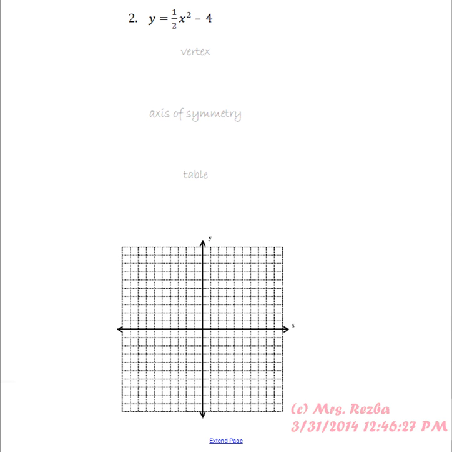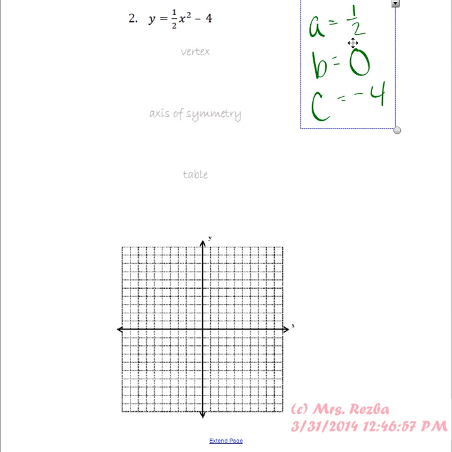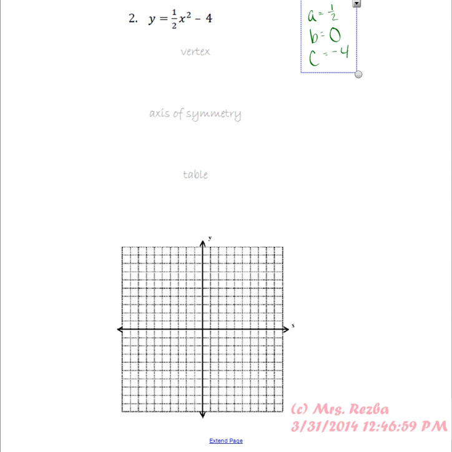Okay guys, here's another example on how to graph parabolas. Step 1, identify your a, b, and c. A is in front of x squared, so a is going to be 1/2. B is in front of x. There is no x term in this problem, so b is going to be 0. C is our constant added to the end, so c here is going to be -4 because that's my number on the end. So now we've identified a, b, and c, and we can now use these to help us.